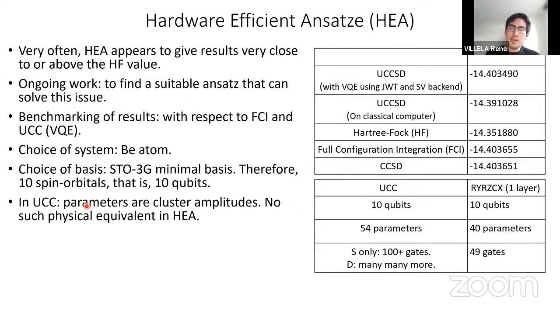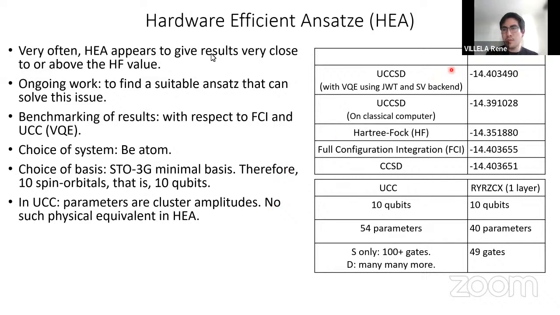While in UCC, the parameters to be optimized are related to the excitation probabilities, there is no such physical equivalent in the hardware efficient ansatz. The rotation angles are just that, they don't really carry any physical meaning.